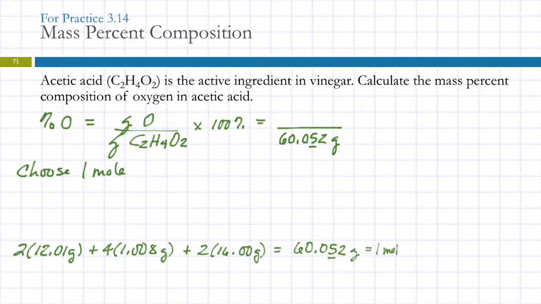But we want the percent of oxygen, so we need how many grams of oxygen are in this mass of acetic acid? 32. So the numerator, when we show our work like this, is actually hiding in here. So in 1 mole of that compound, there are 2 moles of oxygen, which is 32 grams.